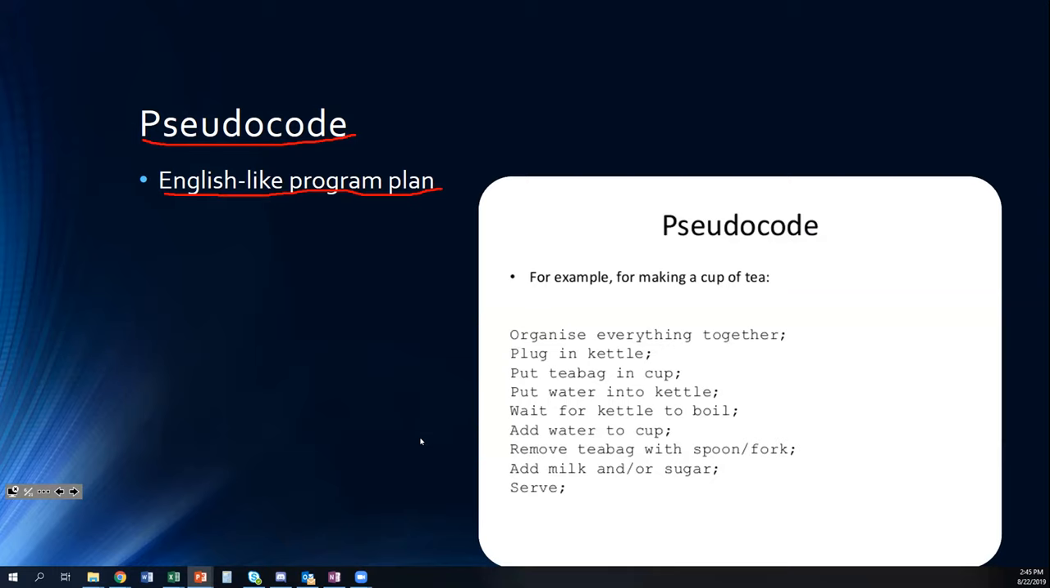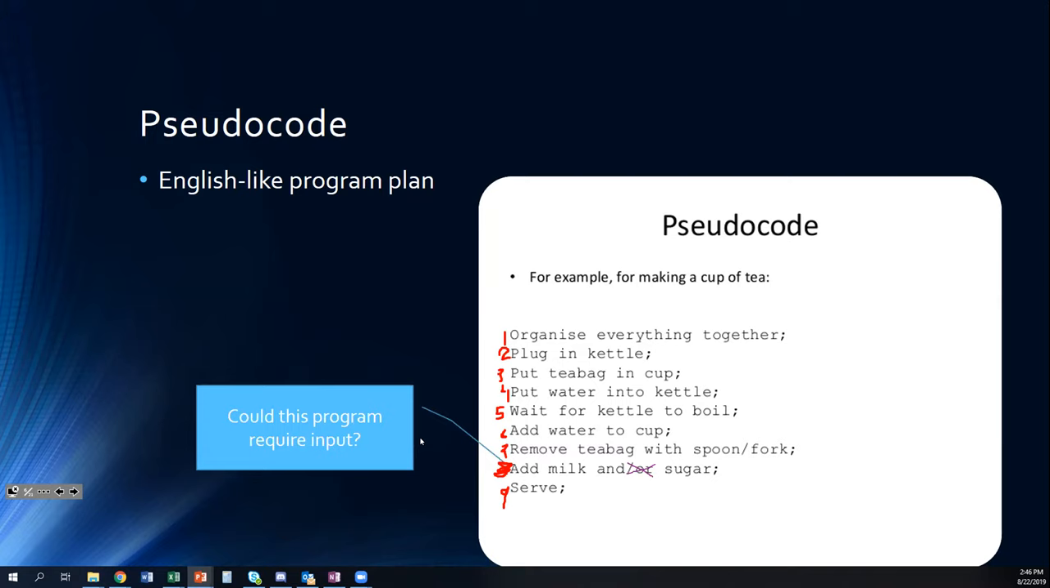Here's some pseudocode. This pseudocode is to make a cup of tea, and I found it online, and it must be from Europe because they spell organize with an S. But I'm going to start out by organizing everything together. I'm going to plug in the kettle, put the tea bag in a cup, put water into the kettle, wait for the kettle to boil, add water to the cup, remove the tea bag with a spoon or a fork. Important for me to not stick my fingers in that hot water, right? Add milk and or sugar. And serve. So we could use that algorithm over and over, or that pseudocode. Somebody laughed at that.